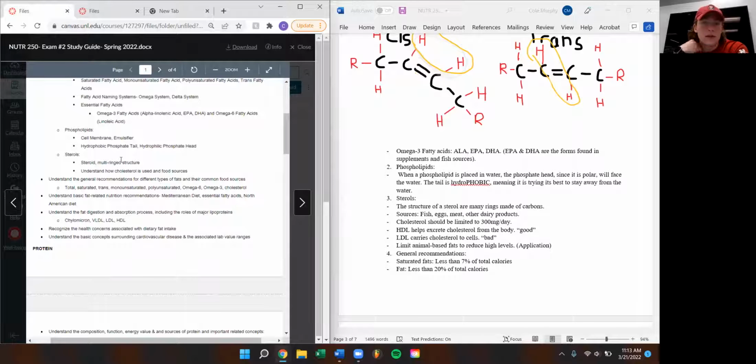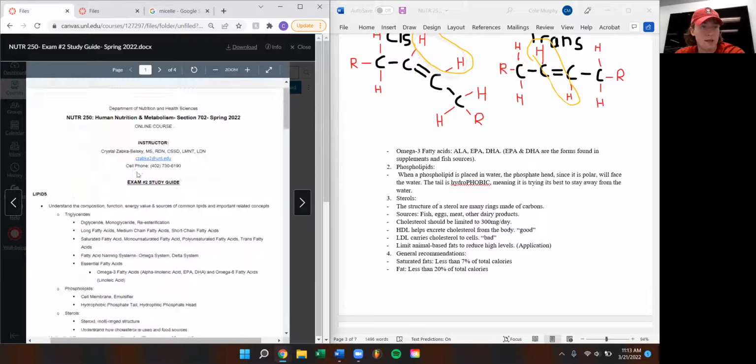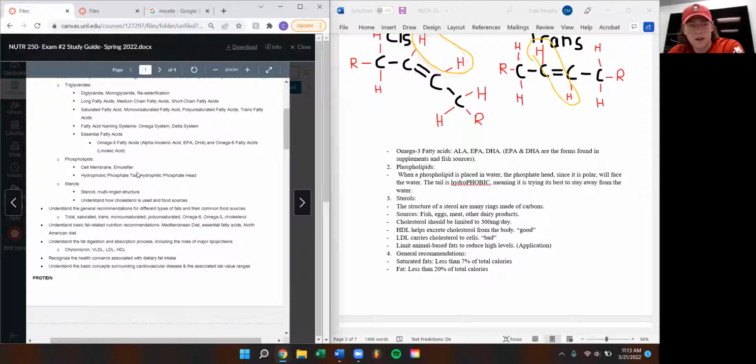So here again, this structure is going to be important. It's just a lot of ringed carbons. So the carbons form a ring, and there are just many of those. And then knowing the food sources. So here you can get it through fish, eggs, meat, and then other dairy products. So I think knowing sources for all of these types of fats or lipids, same thing, is going to be important to kind of complete your understanding on what exactly it is.